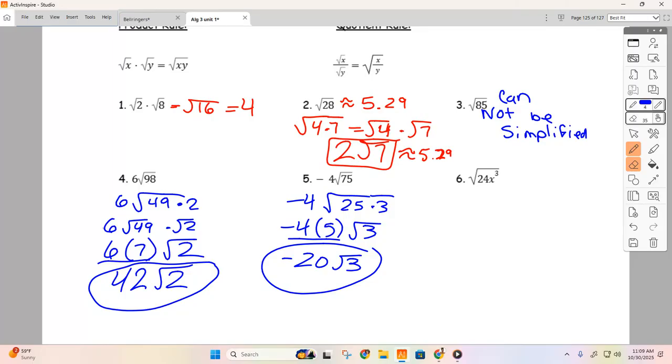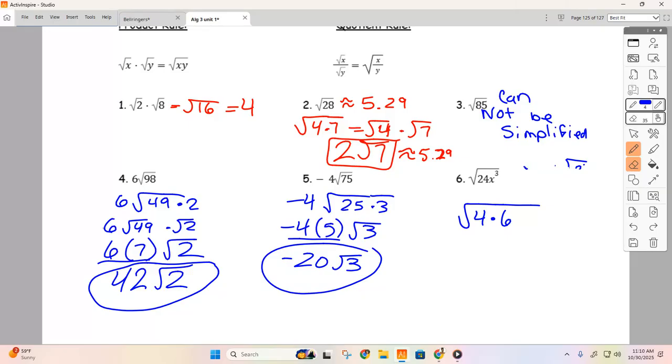24x cubed. So now we're throwing a variable in there. Let's start with the 24. 4 will go into it, and that's 4 times 6. To take a square root, I need the exponent. If you think about it, the reason I can take the square root of 4 is because 4 is equivalent to 2 squared. So when I take the square root, I get a 2 on the outside, right?